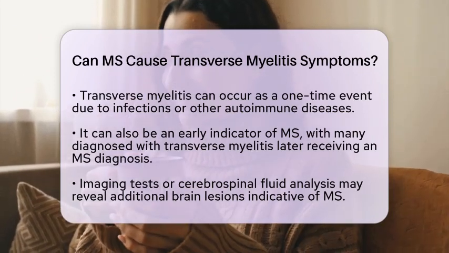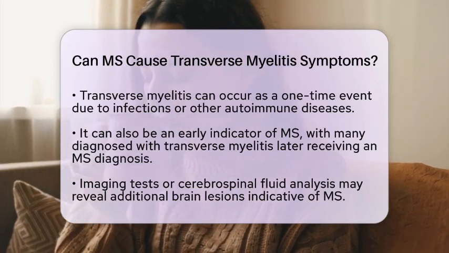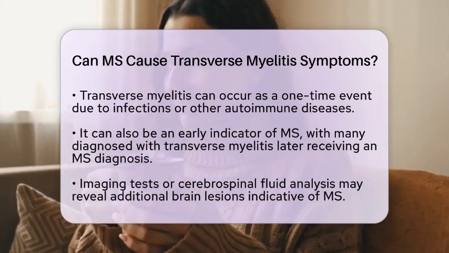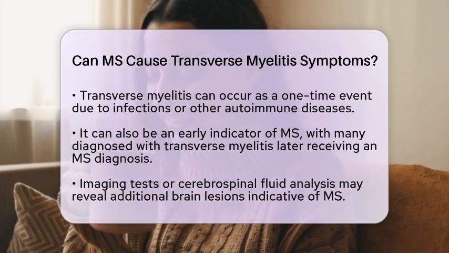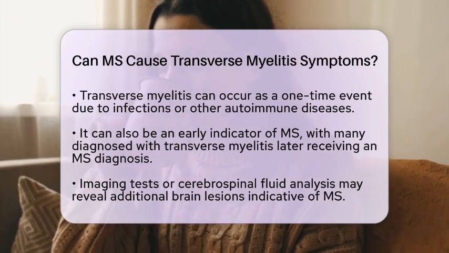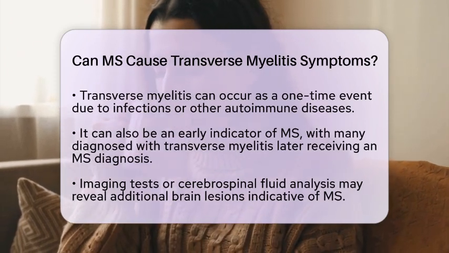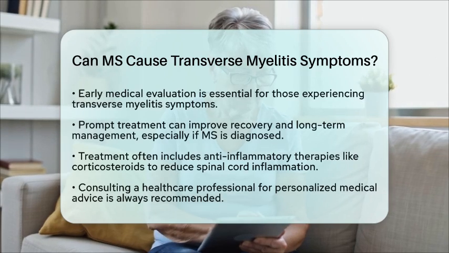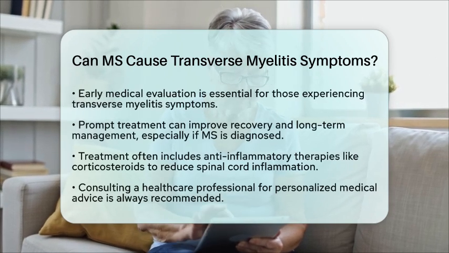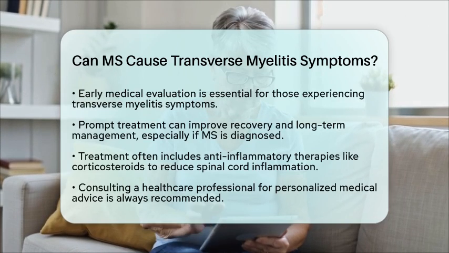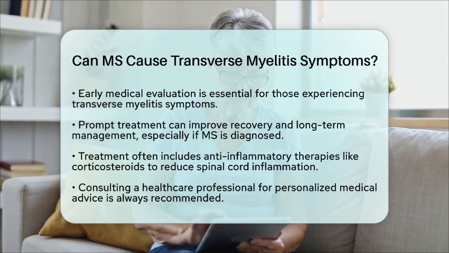In summary, MS can indeed cause symptoms associated with transverse myelitis. Both conditions involve immune-mediated inflammation and demyelination of the spinal cord. Transverse myelitis in the context of MS may present as an acute episode of spinal cord inflammation, sometimes appearing before or alongside other MS symptoms.